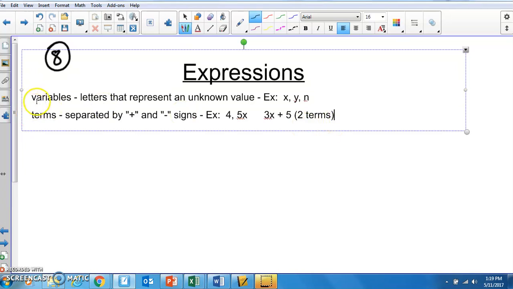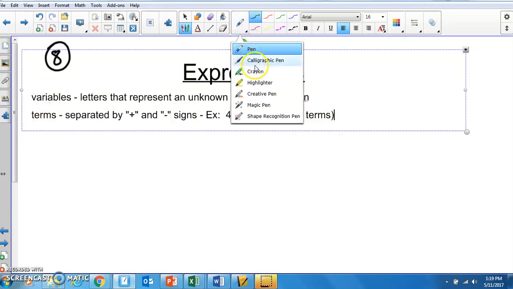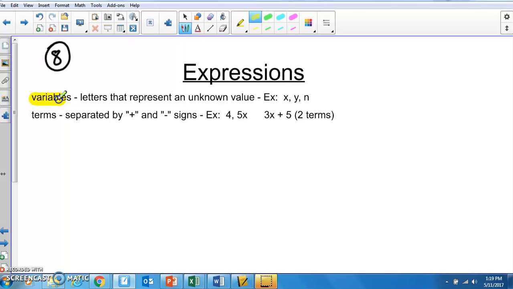All right, let me go ahead and highlight these before I go any further. You need to know what variables are. You need to know what terms are. And with terms, let me talk just a second about 3x. You should know that 3x represents 3 times x. So if you had a value of x, you could substitute it in and solve this expression 3x plus 5, which would mean 3 times whatever x is, plus 5.